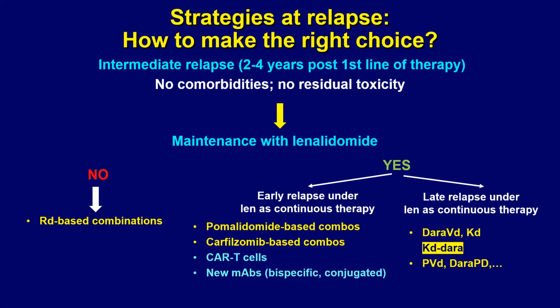On the other hand, if the patient relapsed late, that means 5 years and beyond, we can use monoclonal antibodies in combination with proteasome inhibitor and dexamethasone, or simply Carfilzomib and dexamethasone, but probably the preferable combination is Carfilzomib, Dara-Kd and dexamethasone. Also, we can use pomalidomide VD or Dara-Kd, pomalidomide, dexamethasone. Next one, please.